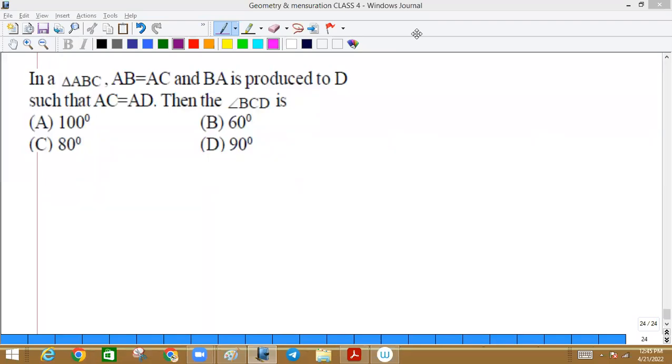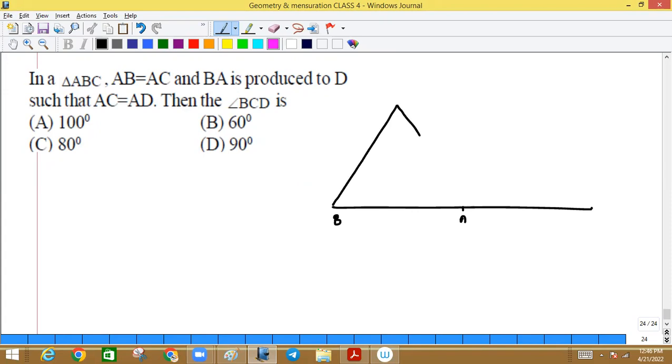In a triangle ABC, AB is equal to AC, and BA is produced to D. What is produced? BA is produced. So you draw a triangle in such a manner that BA should come. I'm drawing a triangle. This one is B, this one is A. ABC is a triangle. BA is produced up to what point? Produced to D, somewhere here.